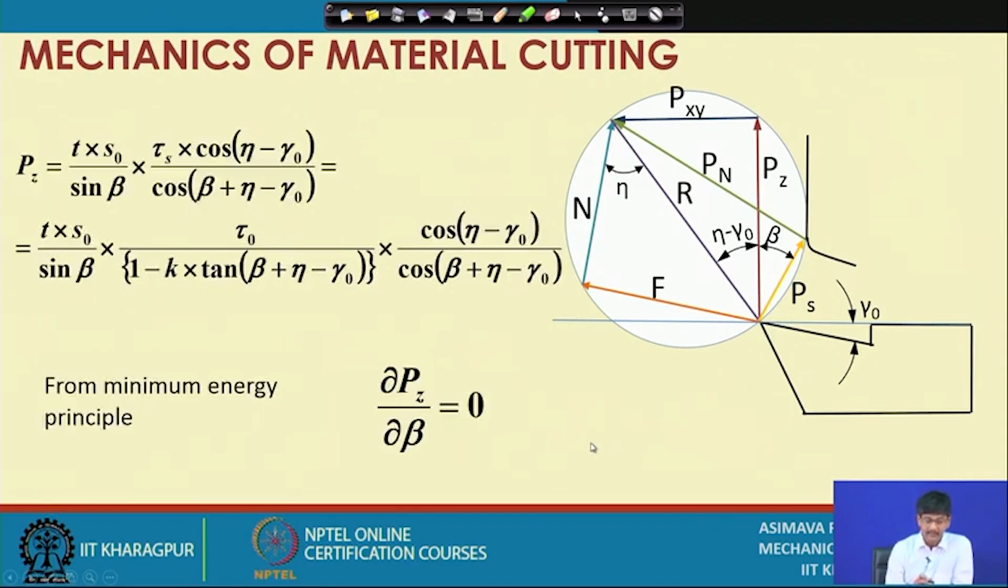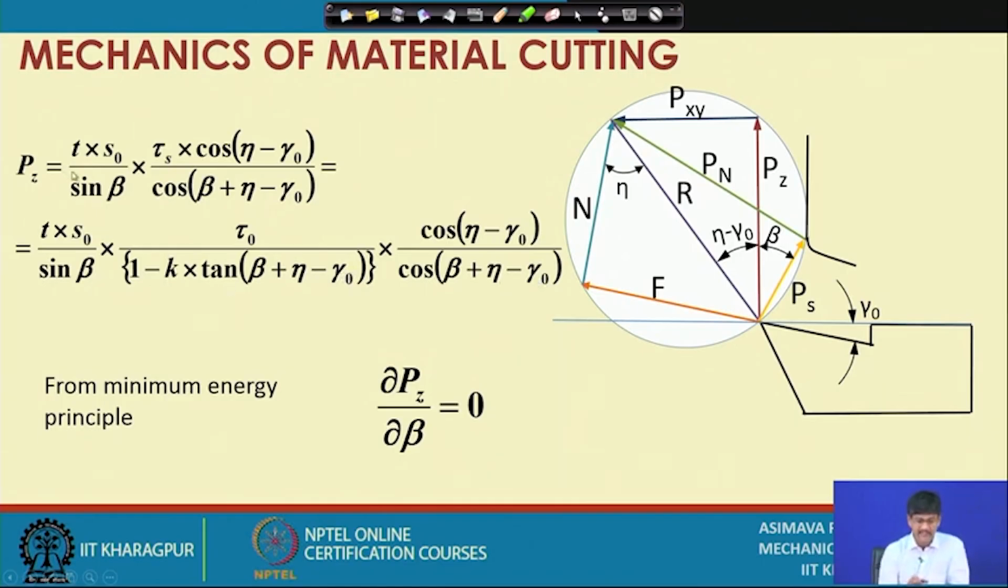If we do that, we can replace tau s in terms of tau 0, the constant portion of the shear stress, and this term appears at the bottom. This added term in the denominator appears, so that the expression of Pz is T S 0 into the things that were previously there: cos(eta minus gamma 0), sin beta, cos(beta plus eta minus gamma 0). Additionally, this term comes in.